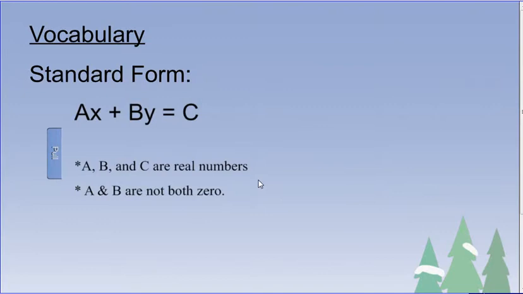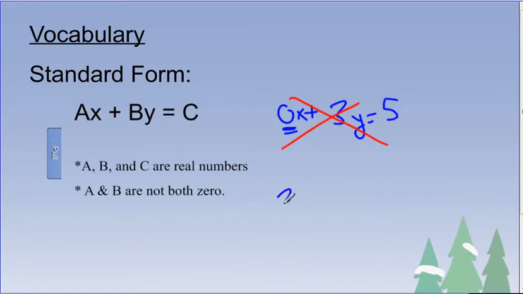And it says a and b are both not 0. So you cannot have a standard form that's just 3y equals 5, because you'd have 0x. So you cannot have this equal to 0. This is not standard form. Both the a and the b have to be numbers. But you could have, say, 3x plus 9y equals 0. This guy is allowed to be 0.